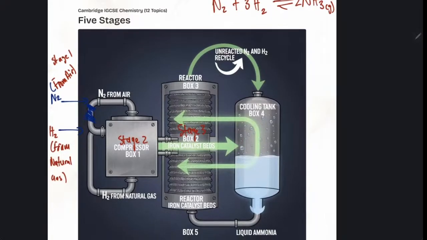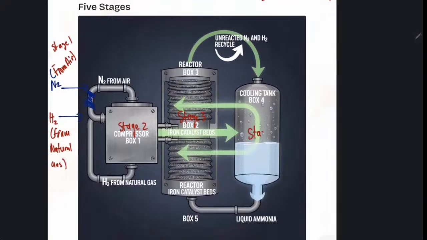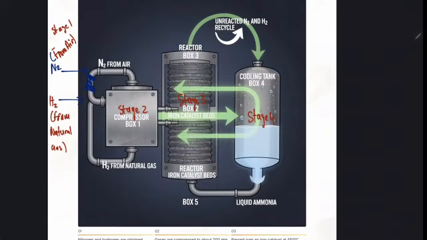Then from the reaction chamber, they go into the cooling tank, which is stage 4. So this is fine. And then from the cooling tank, this is where you're going to collect your ammonia. So I want to say ammonia out. We can have it here to say ammonia out. And then what will happen is this: that liquid ammonia which comes out, you're going to have some nitrogen and hydrogen which did not actually react. So it will just go back. The nitrogen and hydrogen which did not react. I want you to show where it goes back and re-enters this reaction chamber.